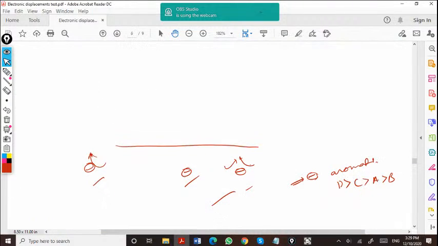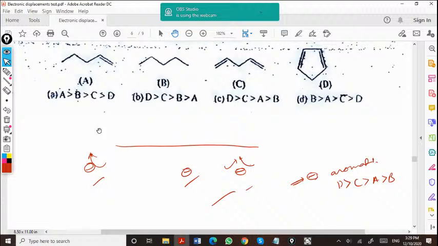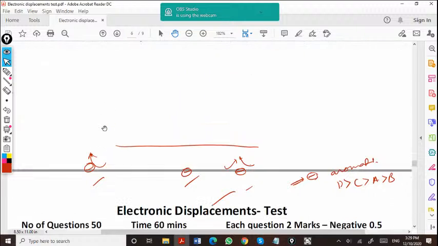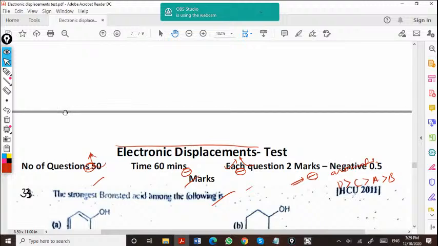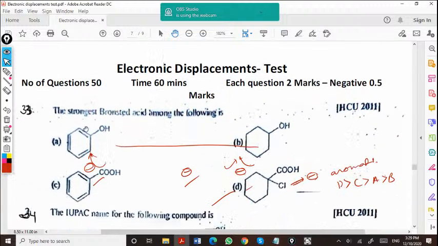So that's all the BHU questions. So in the next session we're going to see HCU. There are around 15 more questions which will come in the HCU. So we'll discuss in the next session. I hope you enjoyed this session.